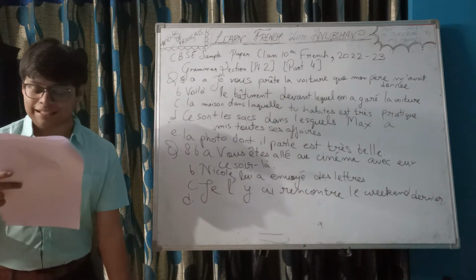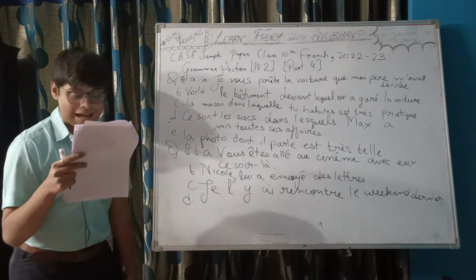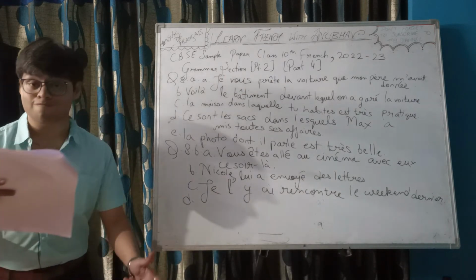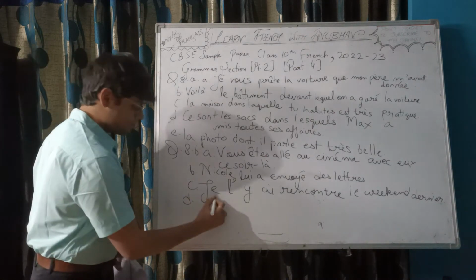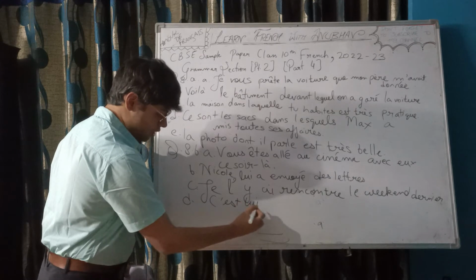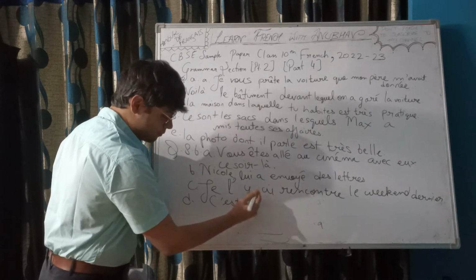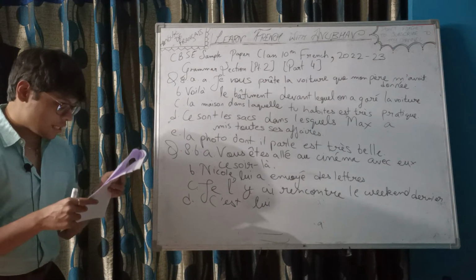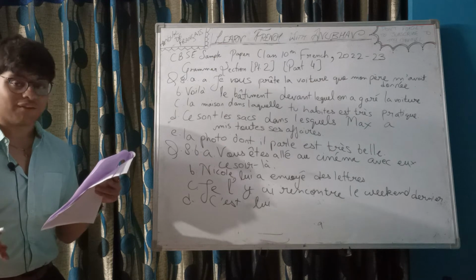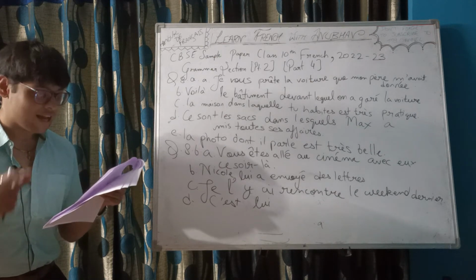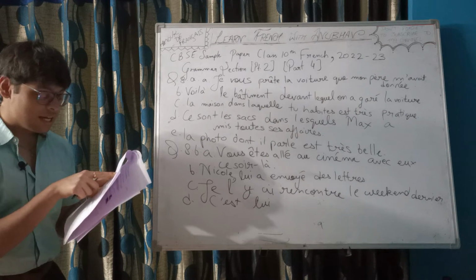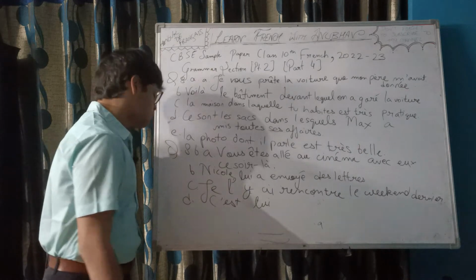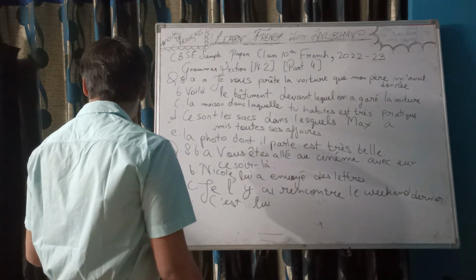D part, c'est le directeur qui a invité l'employé au dîner. It is the director. It is him. C'est lui. L-U-I. Oh, it's getting merged. C'est lui. C'est lui qui l'a invité. L apostrophe for l'employé. Why? Because the next verb is a, which starts with a vowel. Avoir, third person singular.